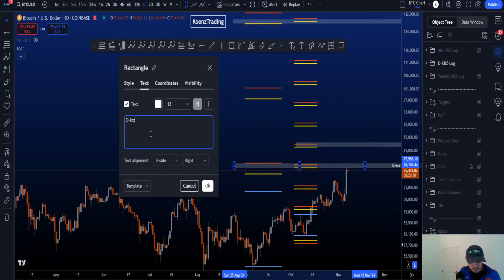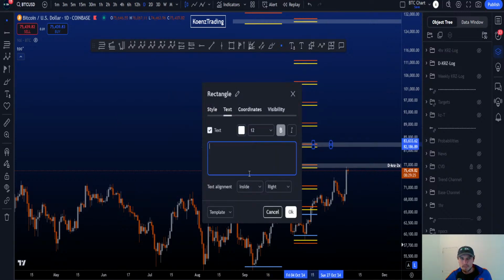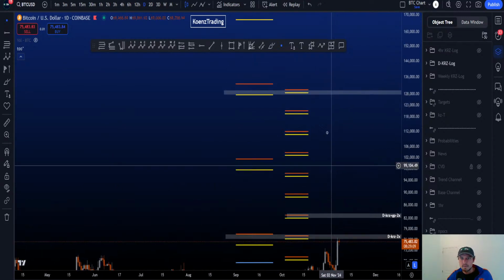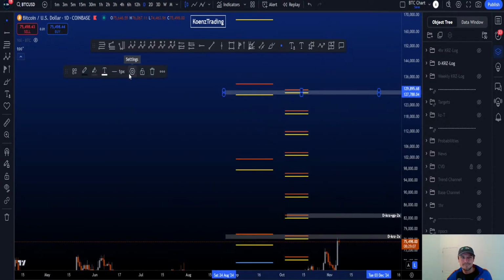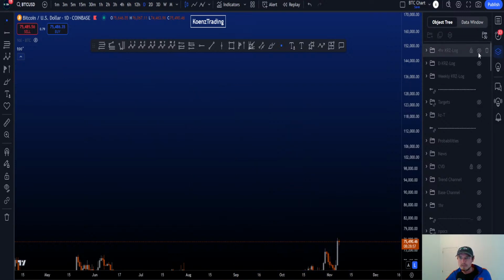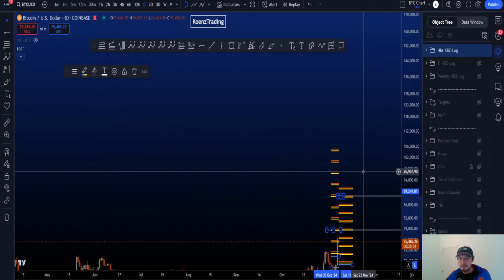Daily KRZ 2x. Oh wait, this was with the golden pocket. Daily KRZ 2x. Okay, save, and then the 4-hour time frame.